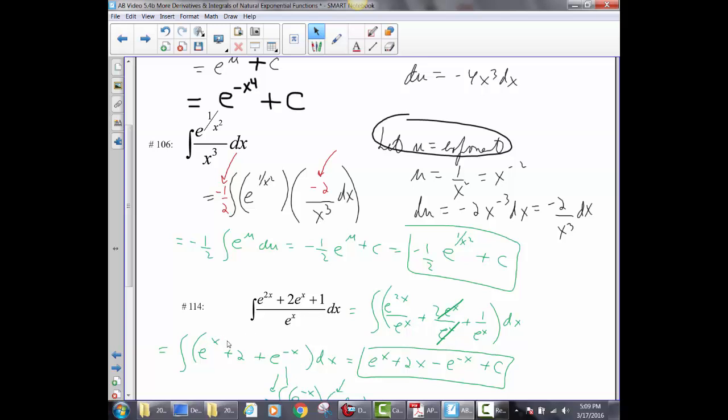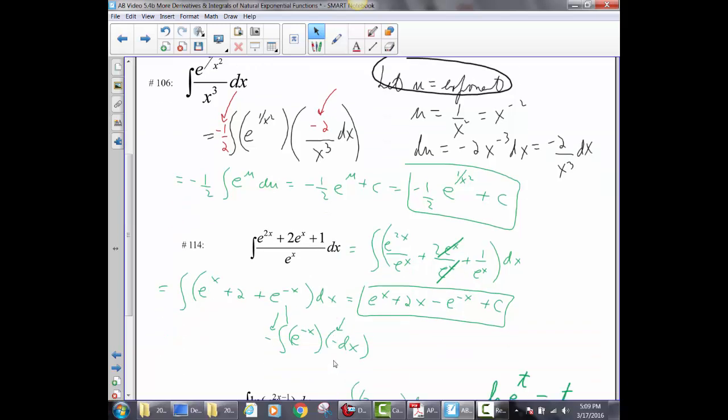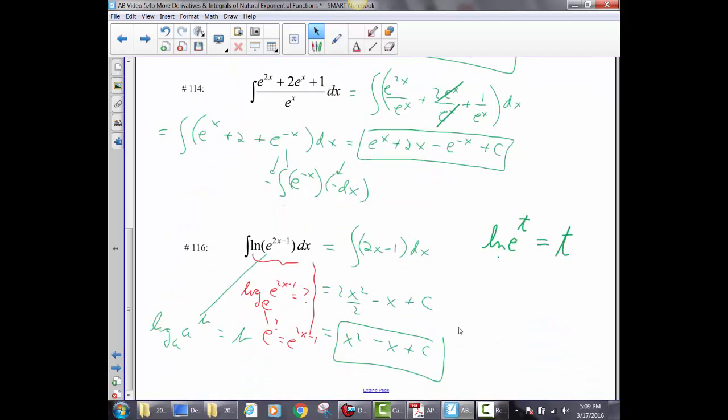So now you can integrate e to the x, you get e to the x. Integrate 2, you get 2 dx. Integrate e to the negative x, you get negative e to the negative x, which I'm showing down here. You would let u equal negative x. The derivative would be negative dx. You'd have to introduce the negative and counteract. So that's where I end up with minus e to the negative x plus c.